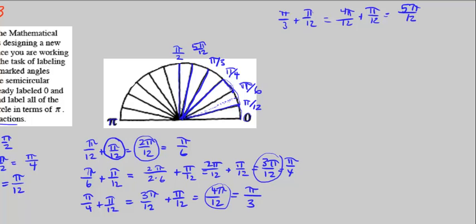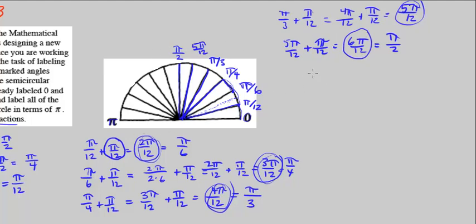So to get the next one, pi over 2, we were just adding 5 pi over 12 plus pi over 12, and we get 6 pi over 12 or pi over 2 when we simplify that. Good. So let's keep adding pi over 12. Well, this is basically what? Pi over 12, 2 pi over 12, 3 pi over 12, 4 pi over 12, 5 pi over 12, 6 pi over 12.